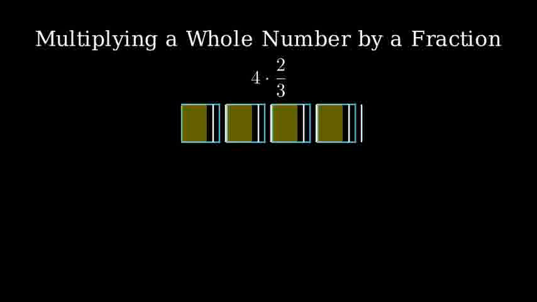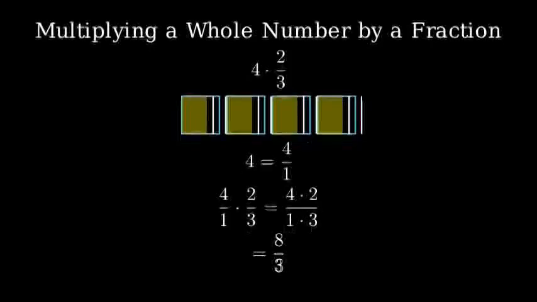To solve this mathematically, let's first rewrite 4 as a fraction. 4 is equal to 4 over 1. Now, we can multiply these fractions. When multiplying fractions, we multiply the numerators together and multiply the denominators together. 4 times 2 equals 8, and 1 times 3 equals 3. So our answer is 8/3.